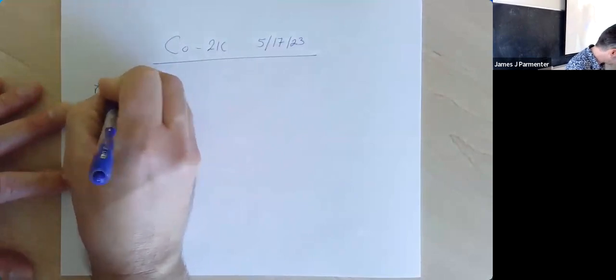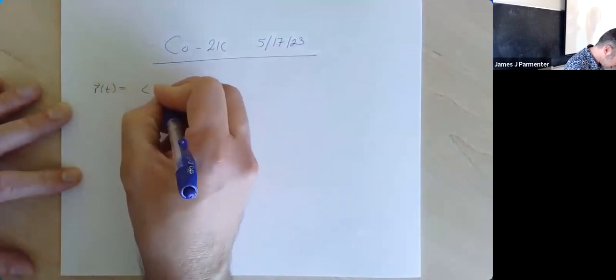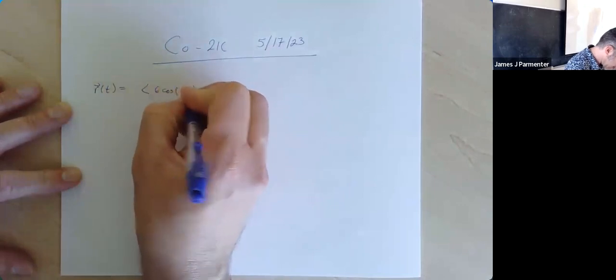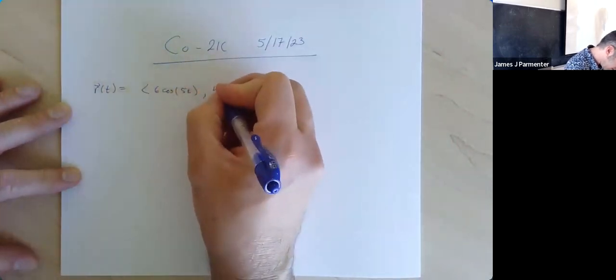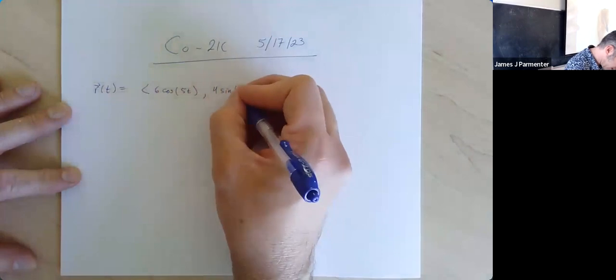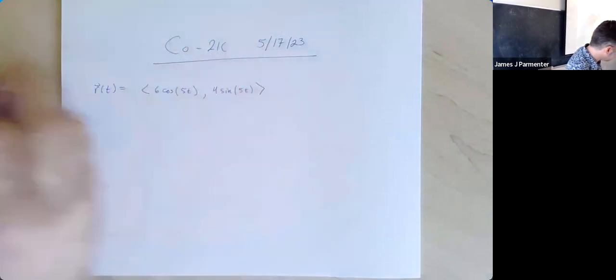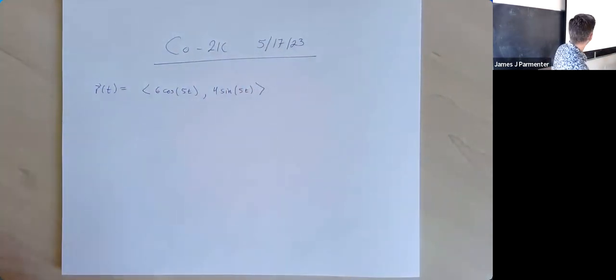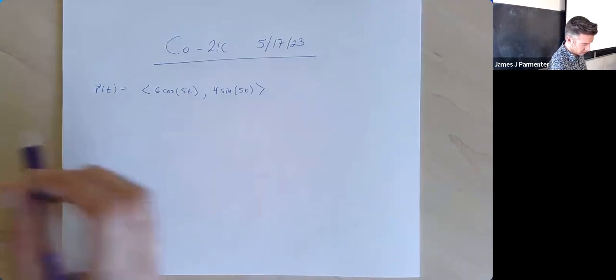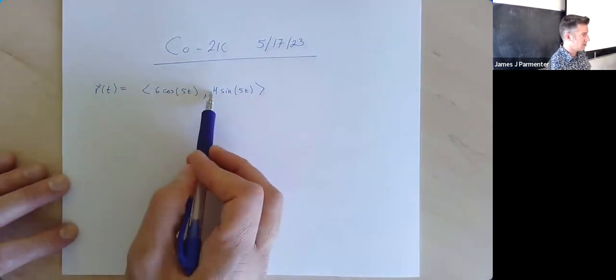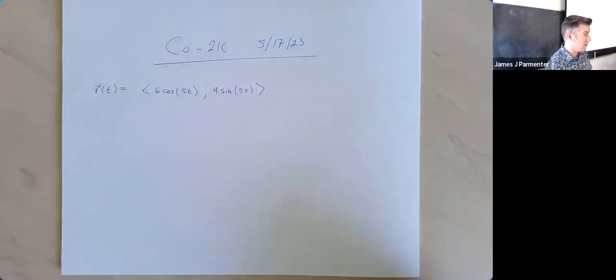r of t equal to 6 cosine of 5t, comma, 4 sine of 5t. And the question is, what kind of curve does this describe? Well, it's kind of circle-ish, right? It's almost a circle. If the 6 and the 4 weren't different, like if those were the same coefficients, we would certainly have a circle.